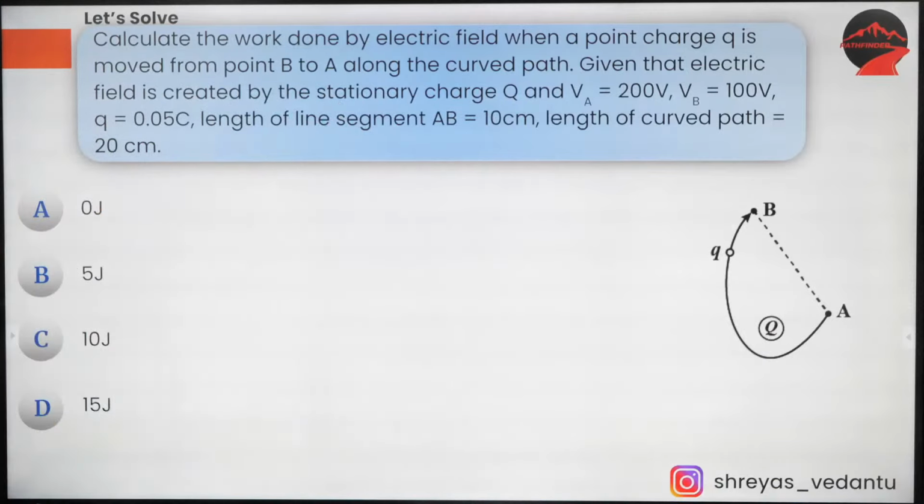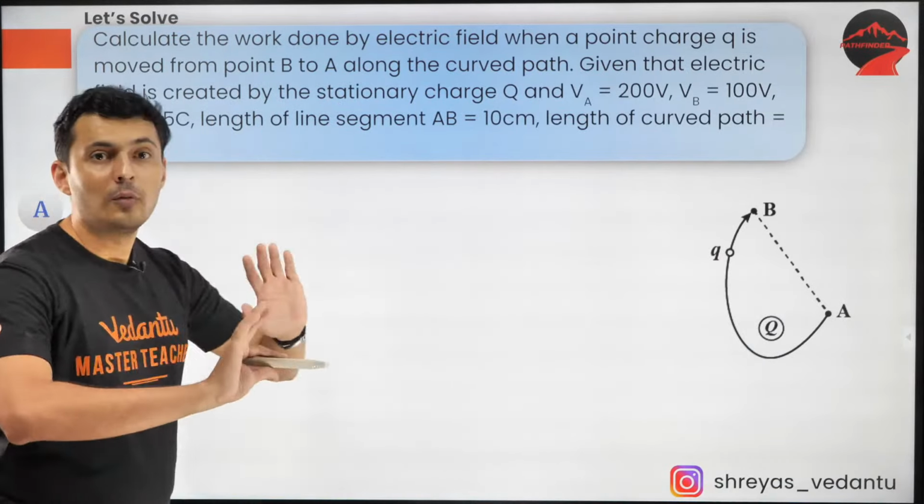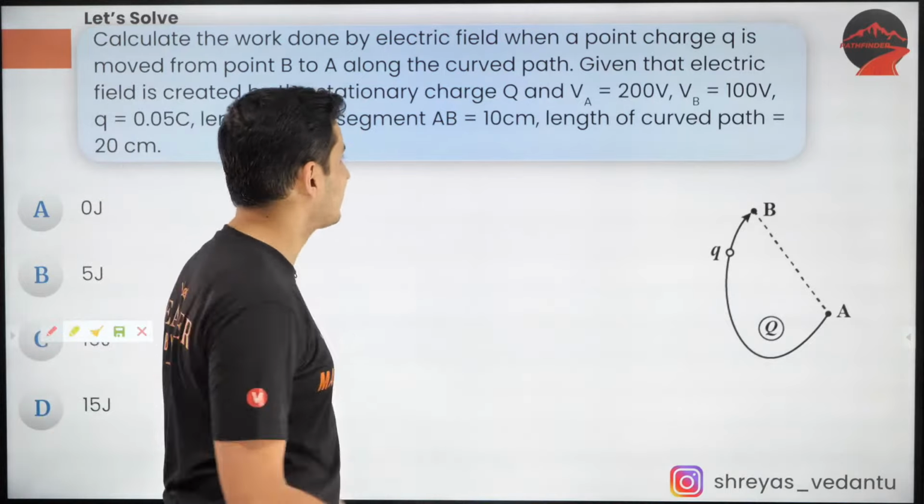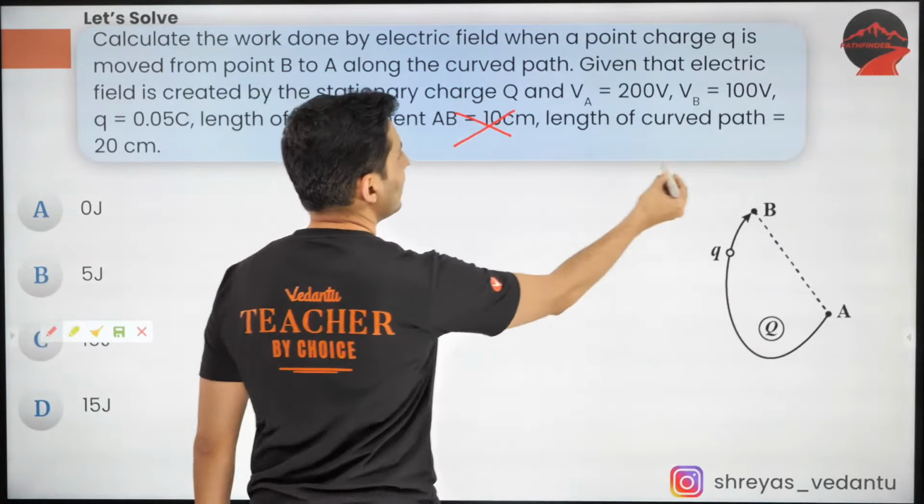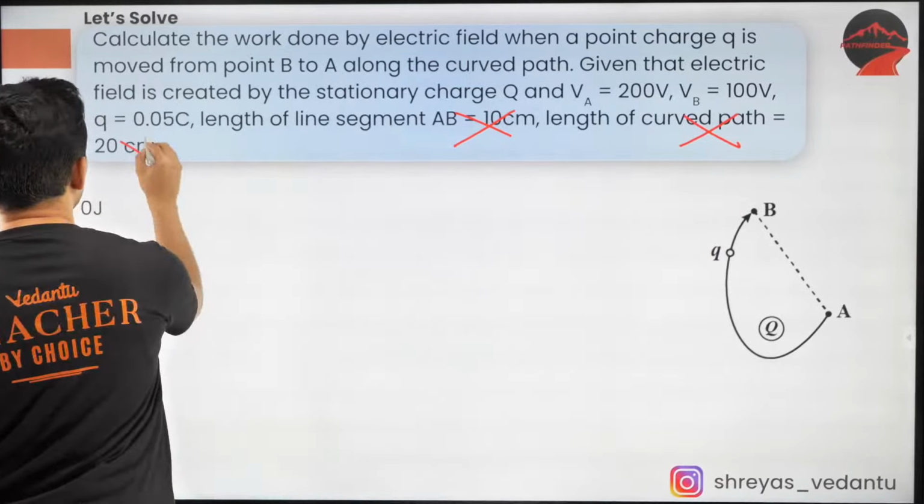Cool. 5 joule, all right, let's see. Guys, I'll tell you which information is rubbish, not necessary. This is not necessary. This is not necessary. I don't care about this.